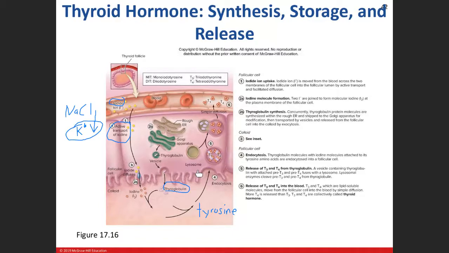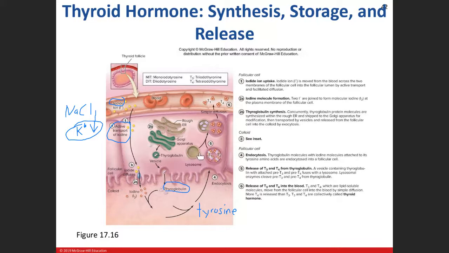Endocytosis, remember exocytosis and pinocytosis and all that? So what will happen is through endocytosis, this cell will start to pull in that molecule, that thyroglobulin with the iodine, as displayed right here. So we call that our pre-T3 and our pre-T4 molecules, which are attached onto the thyroglobulin.